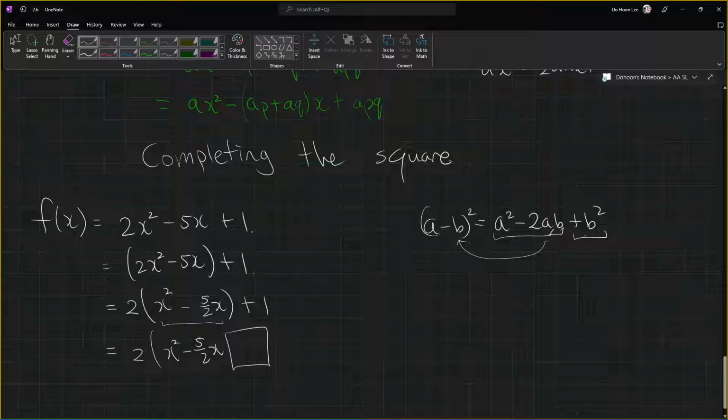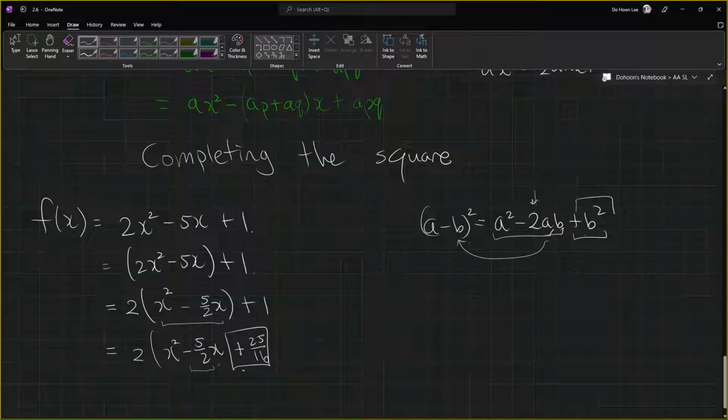We might want to divide this number by 2 because there's a 2 here, and then we're going to square it. Okay, does it make sense? Let's try. So negative 5 over 2 divided by 2 will be, yes, negative 5 over 4. So we're going to add, and before we do that, we're going to square it again because it's a b squared. So 5 over 4 squared is 25 over 16.